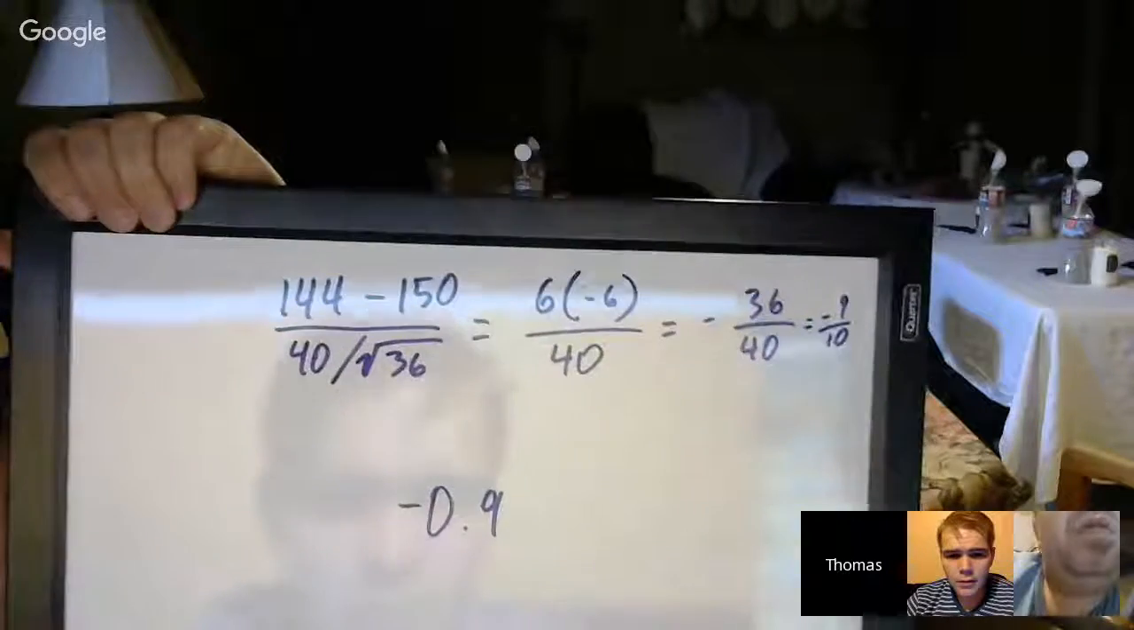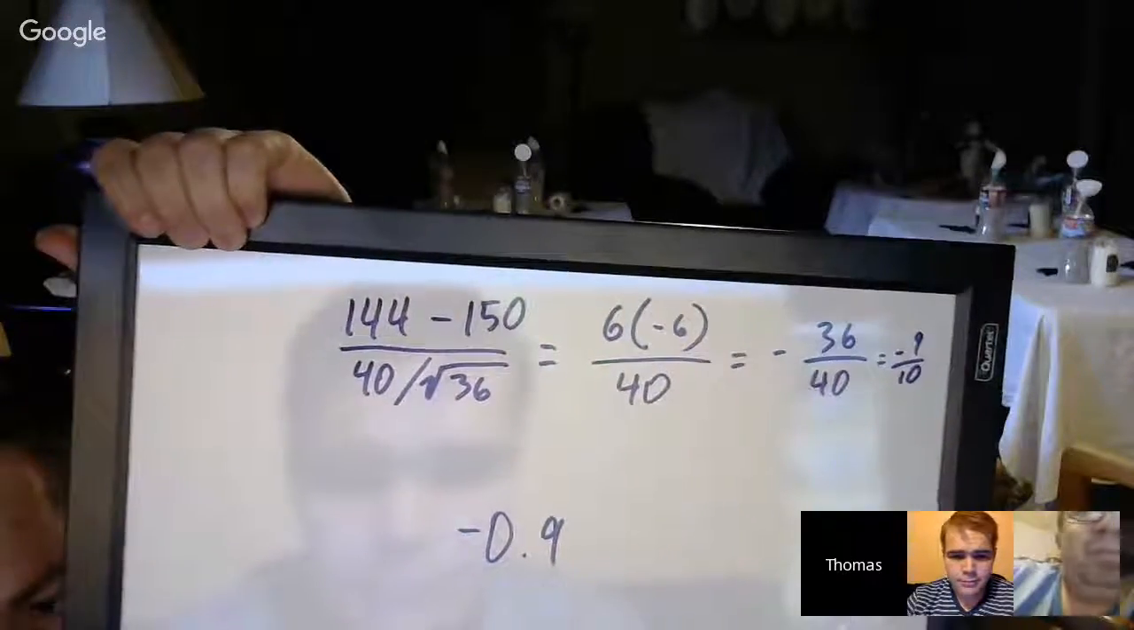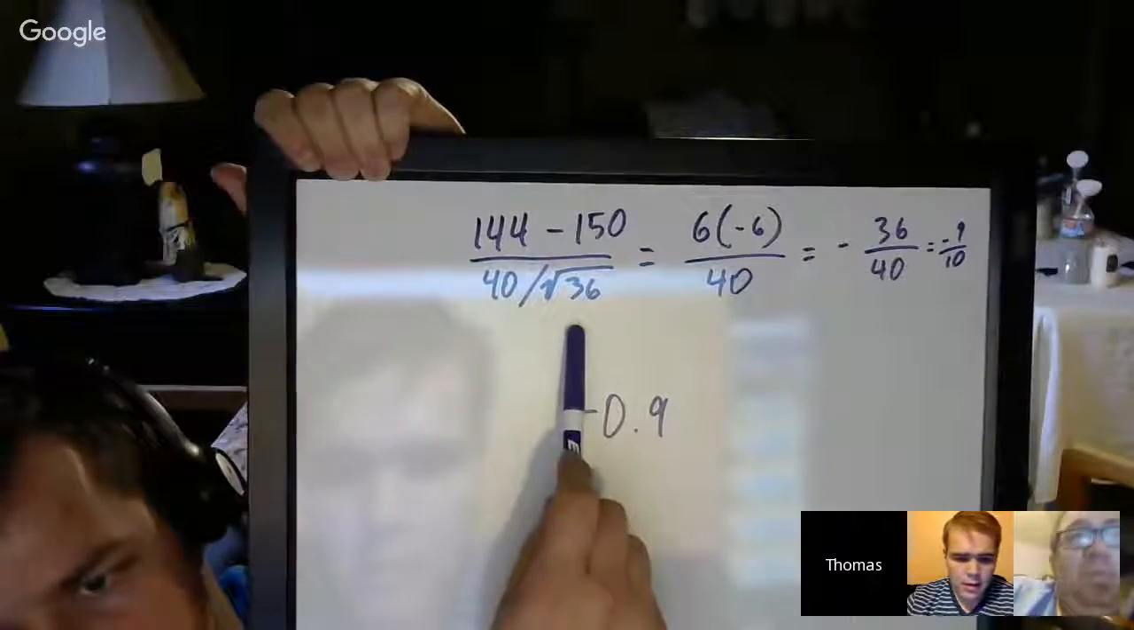Any ideas? The only thing I thought of is that the square root of 36 is 6. Yep. And I got that same answer, negative 0.9. Yeah, because we divide the standard deviation by the square root of the sample size.